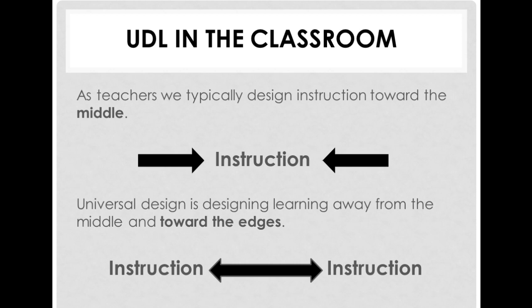So, universal design for learning in the classroom. As teachers, we have typically designed instruction toward the middle. That's who we focus on. When we do that, we tend not to be using universal design because we're basically saying we're not trying to get to as many people as possible. We're not trying to be universal. We're just trying to get the majority. So universal design is basically saying, no, let's actually design to the corners. Let's design to the far corners. And then if we design towards the edges, practically everybody will be able to use it.